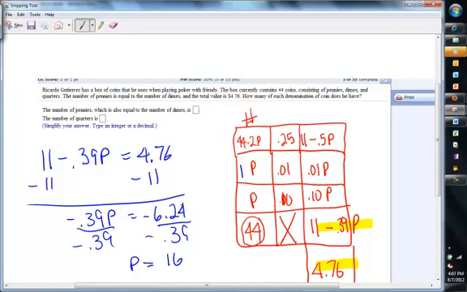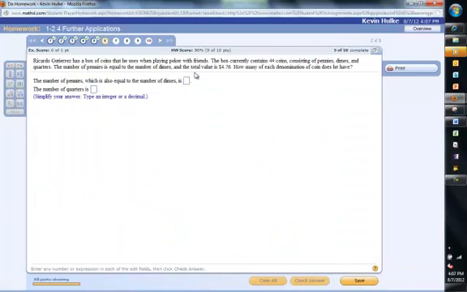So we have 16 pennies, 16 dimes, that adds up to 32, so we have 12 quarters. 12 quarters is $3, plus $1.60 is $4.60, plus 16 cents is $4.76. So we have 16 dimes and 12 quarters.